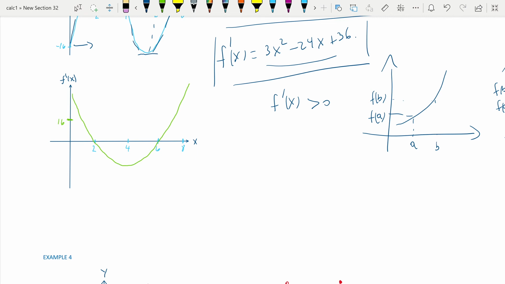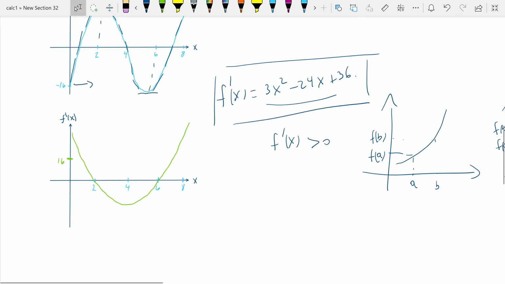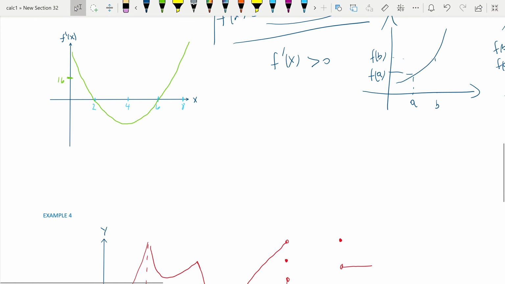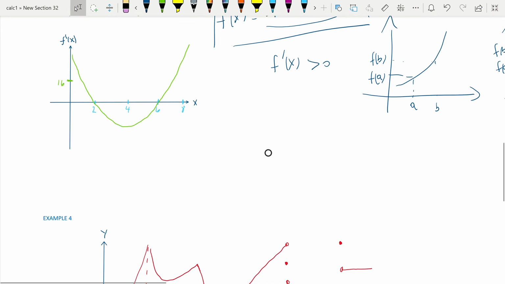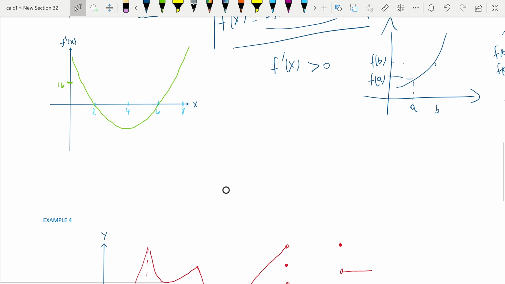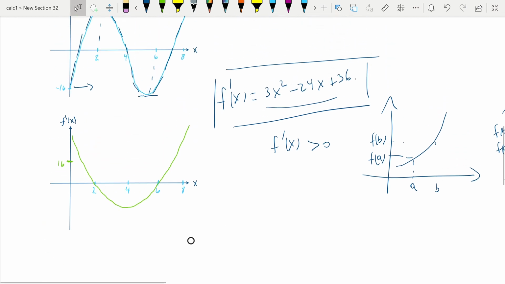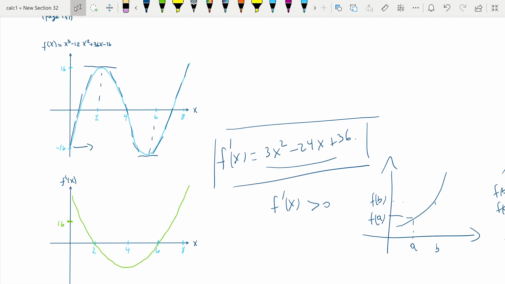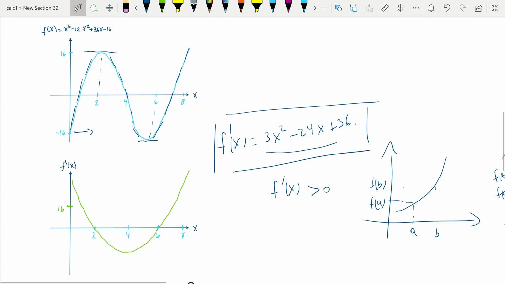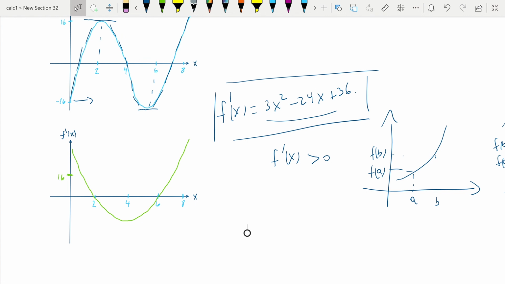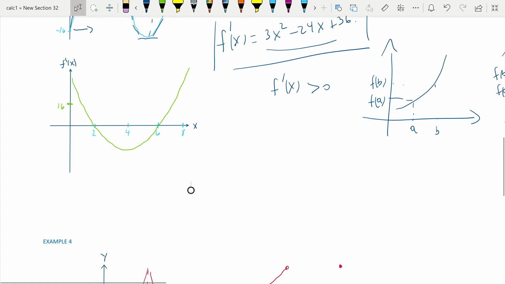So one final time, you'll be given a graph like this in the exam, a graph of f prime, and you'll be asked to recognize among a given set of options what f could be, and you have to remember that the graph of this cubic is the only one that is compatible with this graph of f prime.